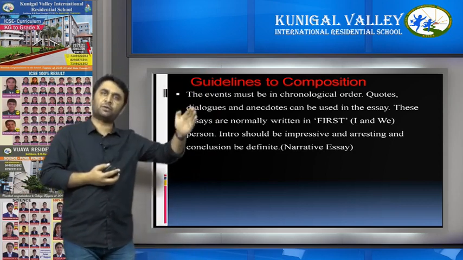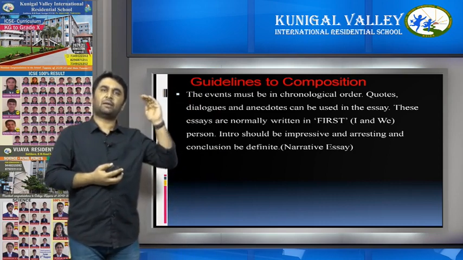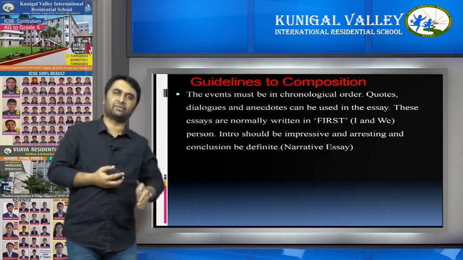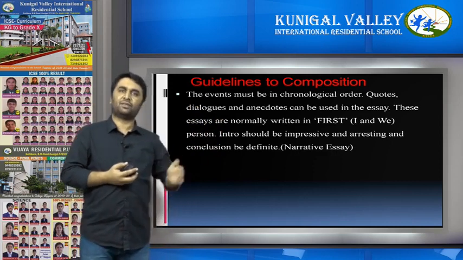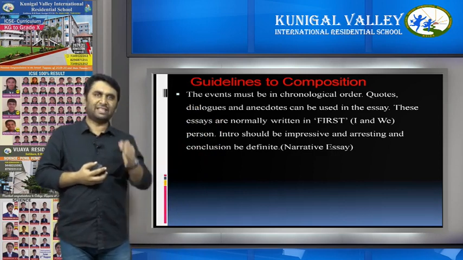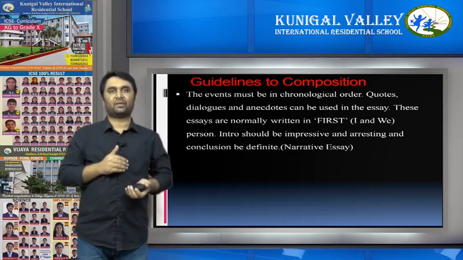Then tell me what happened next. In 1885, what happened? The Indian National Congress was established. Then what happened in the year 1905? Bengal division happened. Then in 1919, what happened? So these events should be in chronological order.